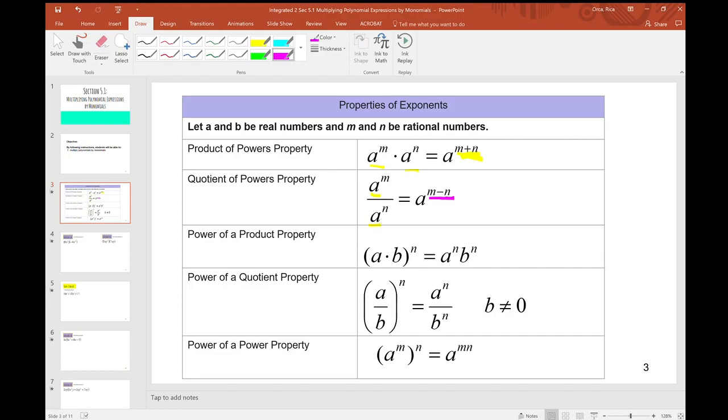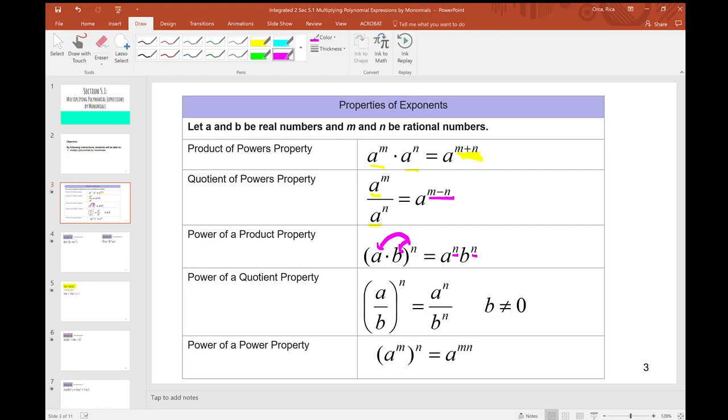The power of a product property is when you're multiplying two numbers and you're taking that product and raising it to another power. A times b all raised to the nth power is equivalent to a to the nth times b to the nth. So it's sort of like the distributive property where you take the exponent and you distribute it in. So once again, that's a to the nth times b to the nth.